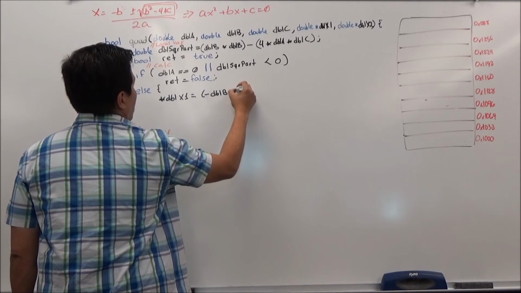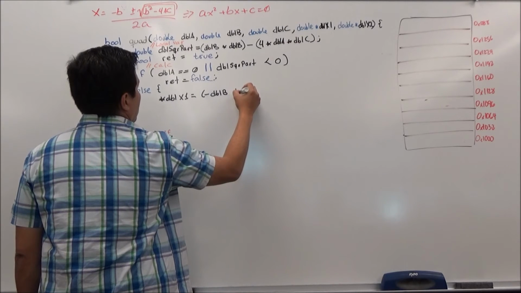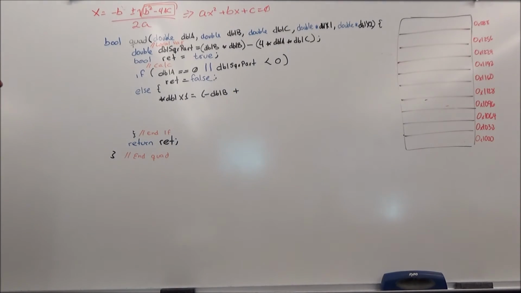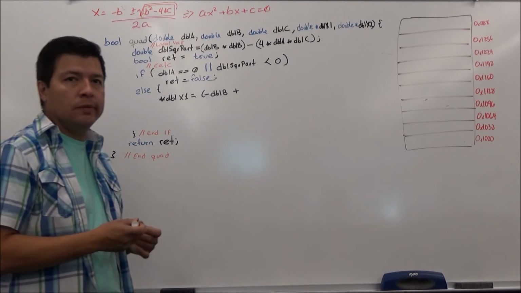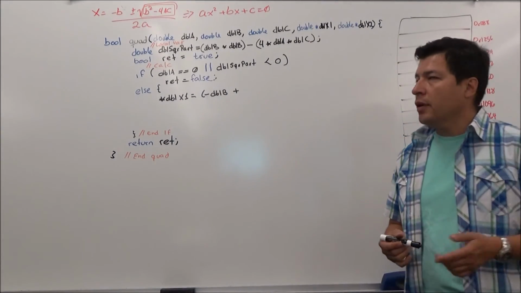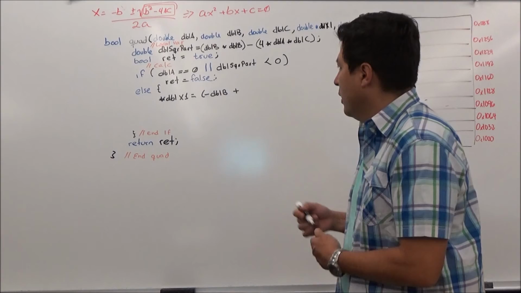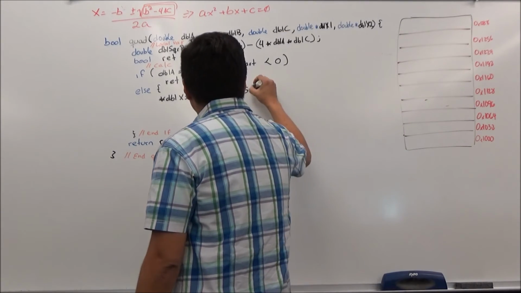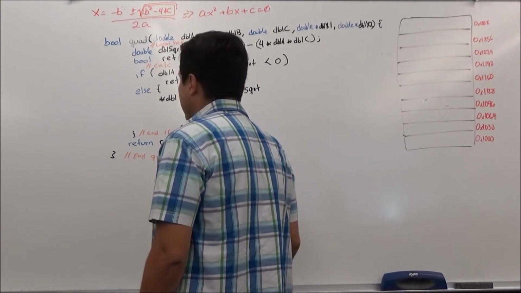Minus b plus or minus. First one we'll do the plus. And gee, how do we do the square root? Well, somebody did it for us. We don't have to reinvent the wheel. And where do you think we can find the square root? In the math.h, right? So there's a bunch of functions there. And this one is sqrt.